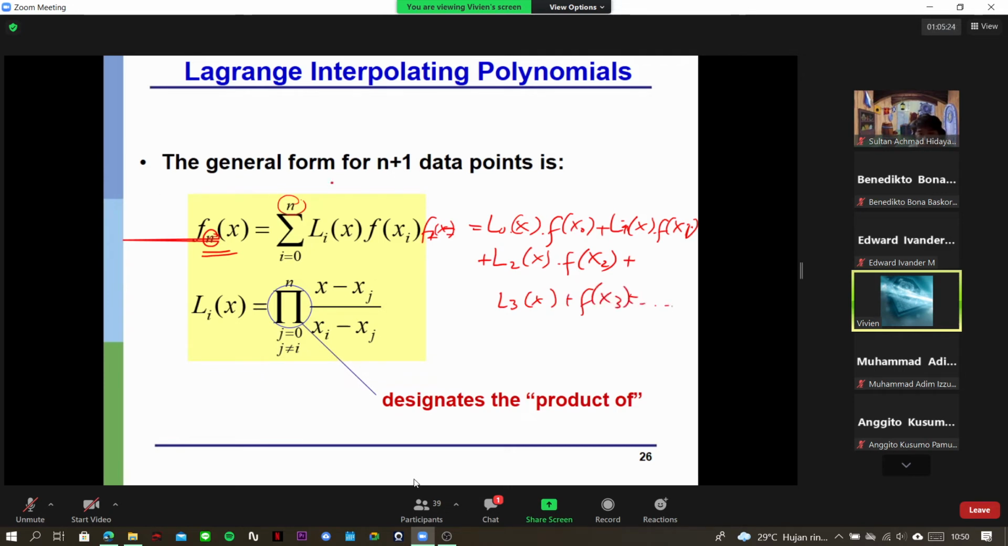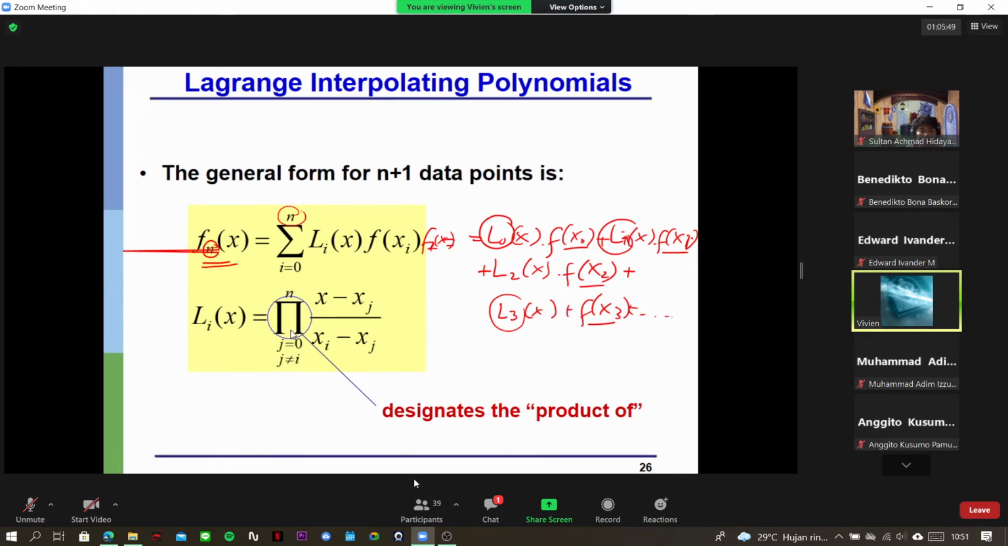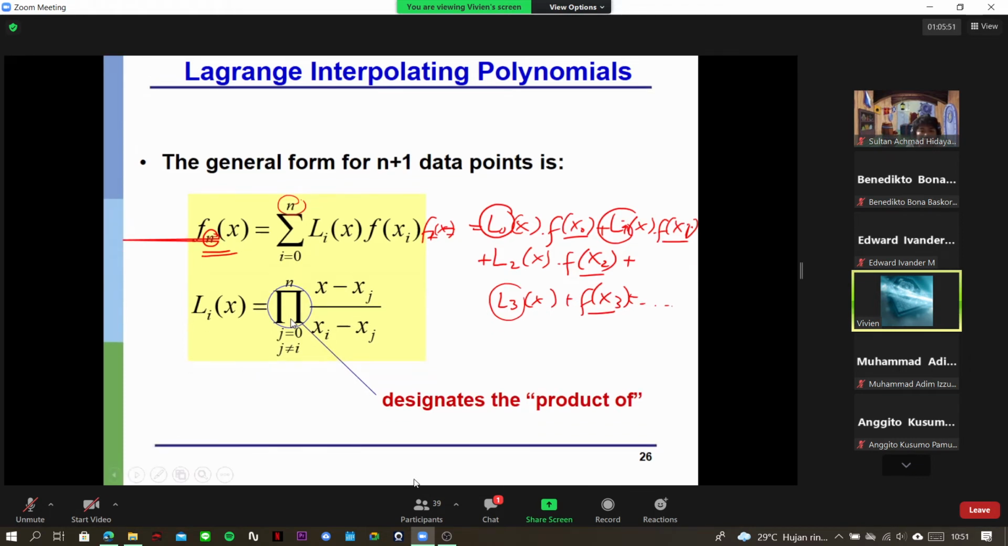Now the question is how to get the values of L0, L1, L2, and L3. The f values are the data that we have. The question is how to get L0. L0 here is defined by capital pi, which means the product of the terms here.